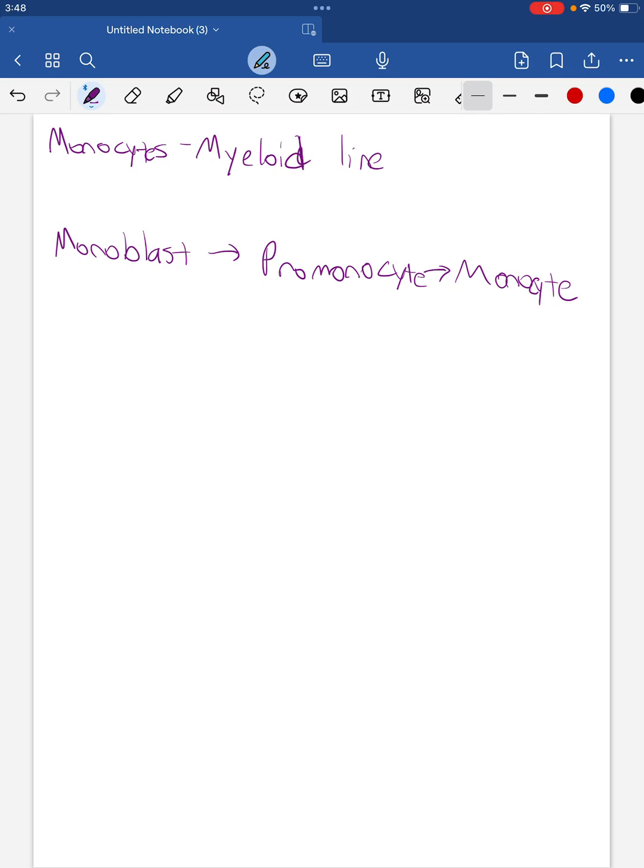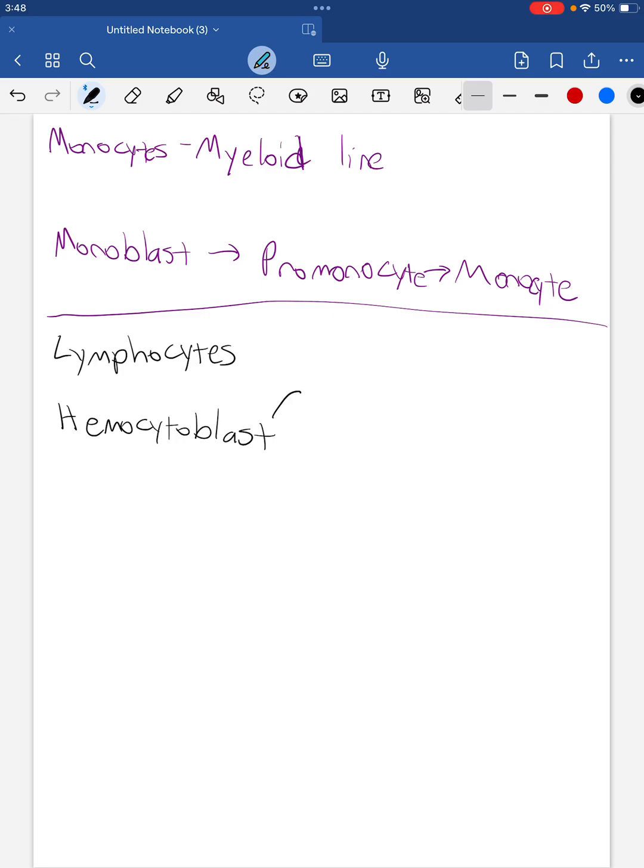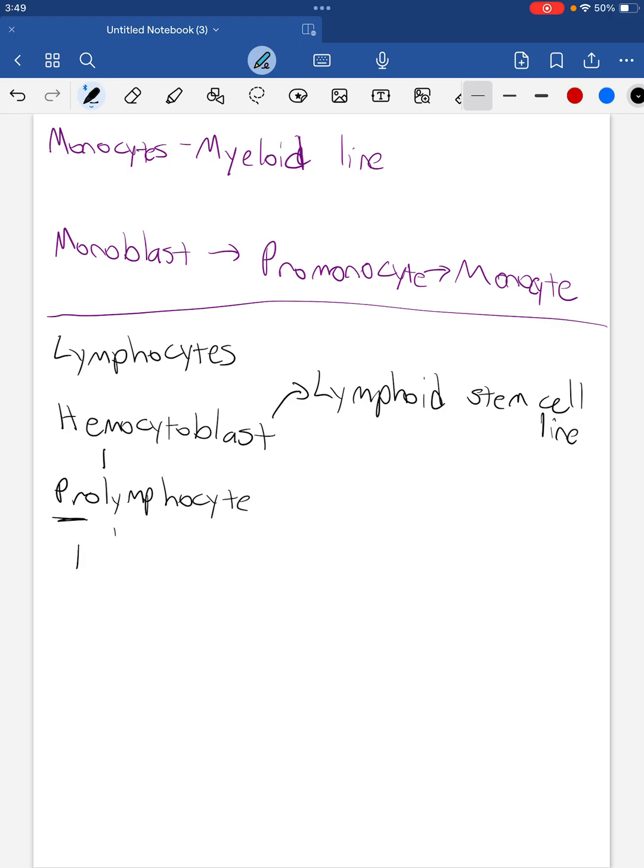And then finally, our lymphocytes. Let's draw a little line here. I'll do black. Lymphocytes. Our hemocytoblast goes through the lymphoid stem cell line. So we still start with our hemocytoblast, then the lymphoid stem cell line. So from a hemocytoblast to a prolymphocyte, and remember pro is like pre. Then we get our lymphocyte, then B lymphocyte and T lymphocyte.